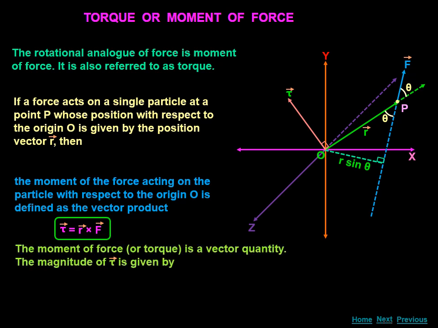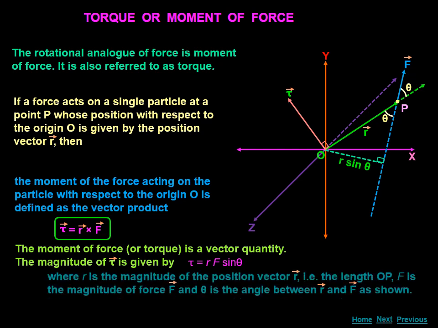So the moment of force is a vector quantity, and the magnitude of this vector quantity torque is given by torque is equal to r F sin theta, where r is the magnitude of the position vector r vector, and this is represented by this length OP in this diagram. F is the magnitude of the force vector, and theta is the angle between r vector and F vector as shown in this diagram.